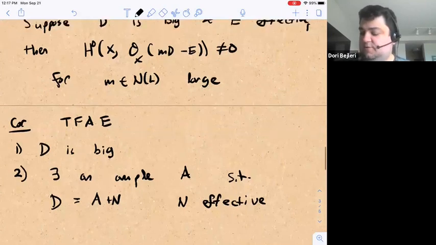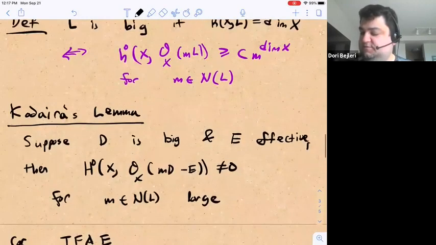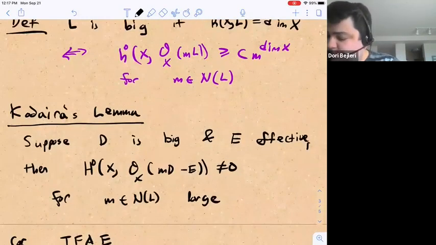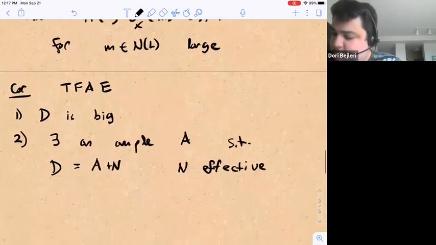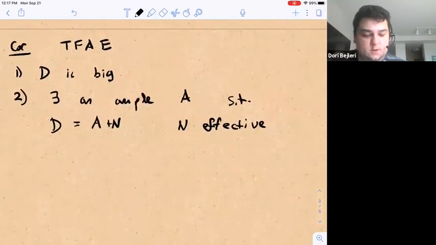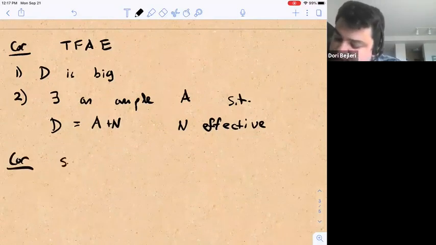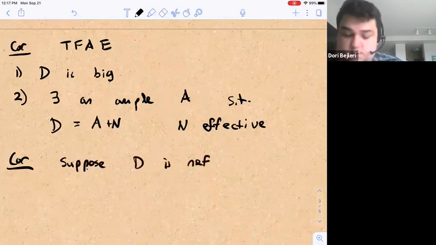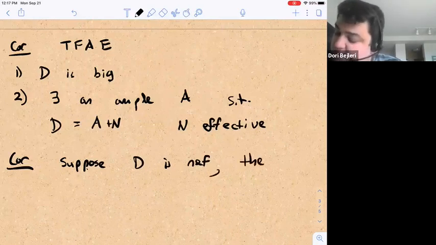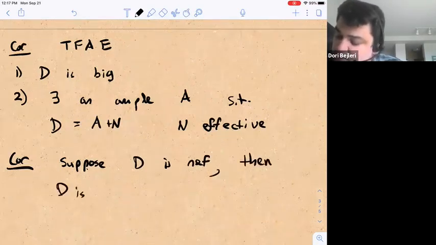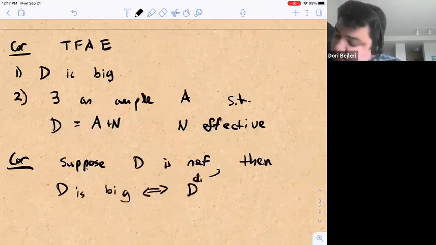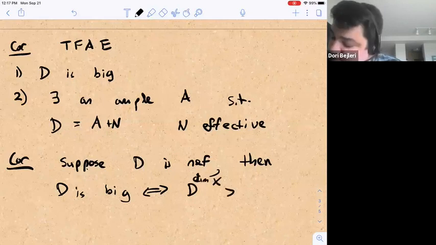And so the interesting part of this is the opposite, that if D is big, then you can write it as ample plus effective, and that comes from Kodaira's lemma. Okay, and then the other corollary that we'll use all the time is if D is nef, then we have a numerical characterization of being big. Then D is big if and only if the top intersection product, this number, is greater than 0.